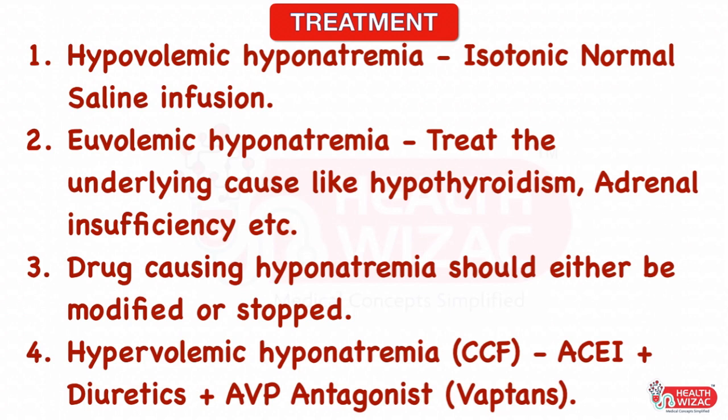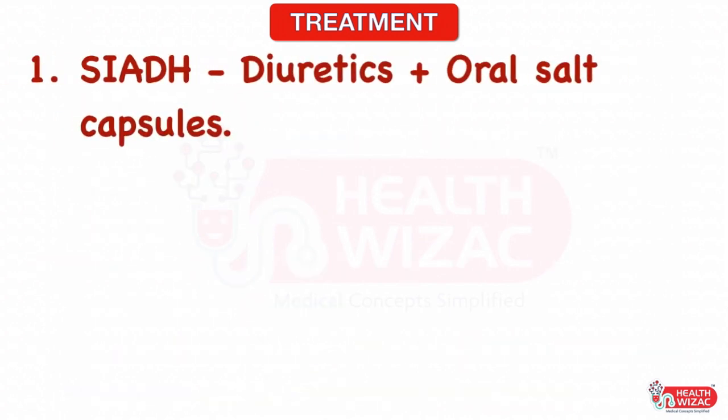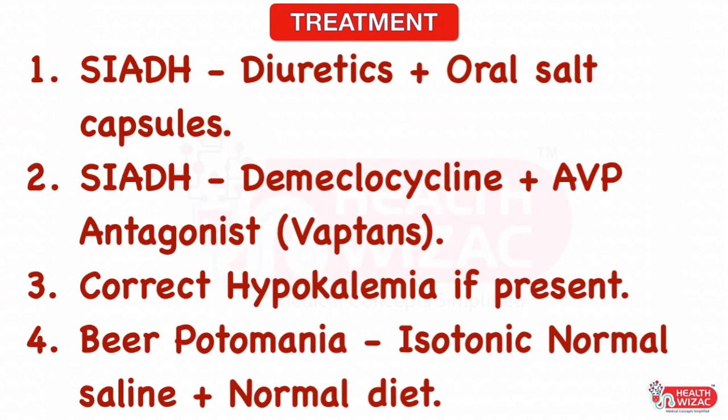In patients with hypervolemic hyponatremia associated with congestive cardiac failure, treatment should be done with ACE inhibitors, diuretics like furosemide, and AVP antagonistic agents like vaptans. Patients with SIADH should be treated with diuretics like furosemide along with oral salt capsules. Apart from this, demeclocycline and AVP antagonistic agents like vaptans should also be used to treat SIADH.